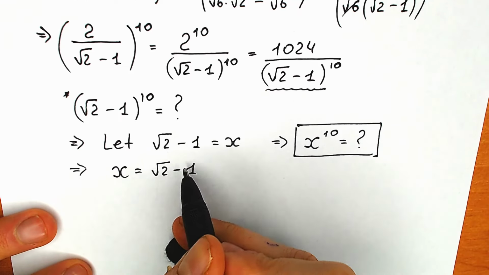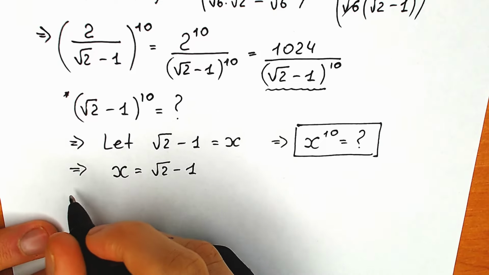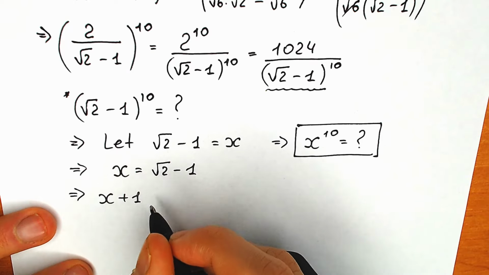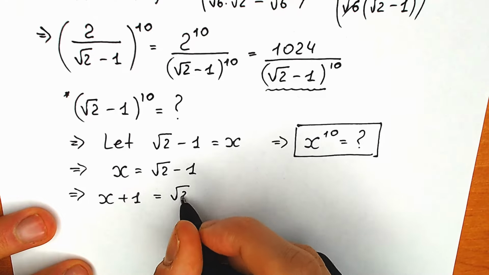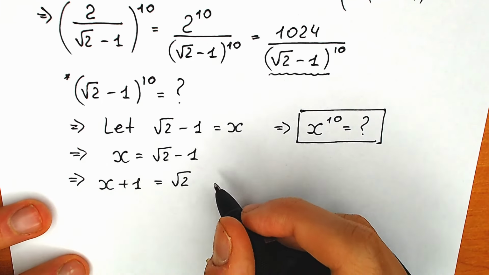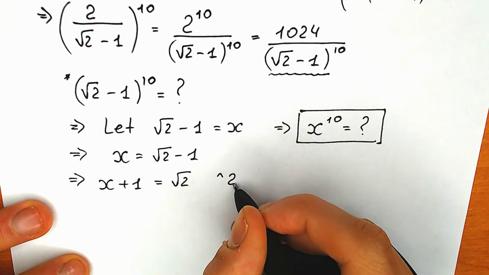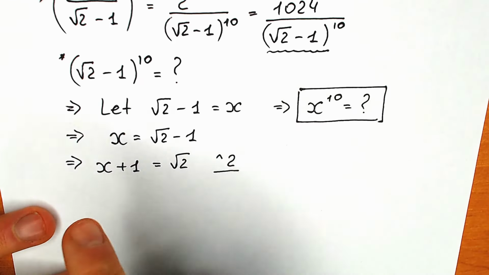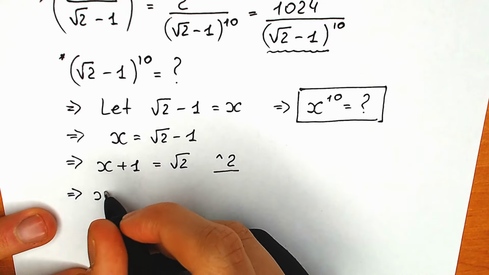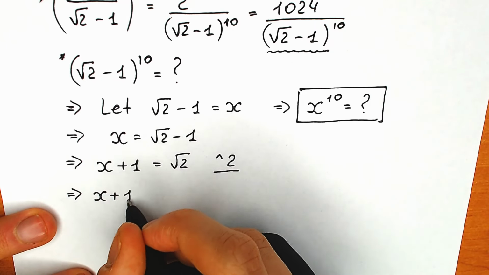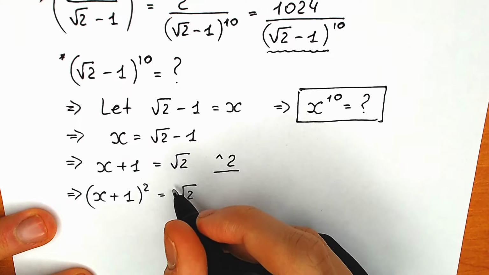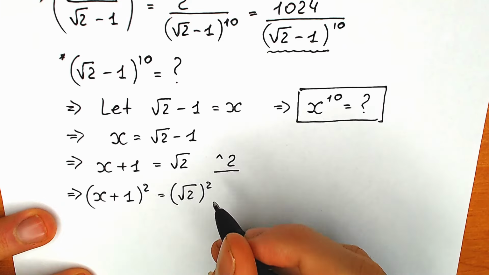Right now, let's add 1 to both sides. As a result, we have x plus 1 on the left side, and on the right side we have only square root of 2. Right now, let's raise both sides to the power 2. So we have x plus 1 raised to the power 2, and we raise square root of 2 to the power 2.